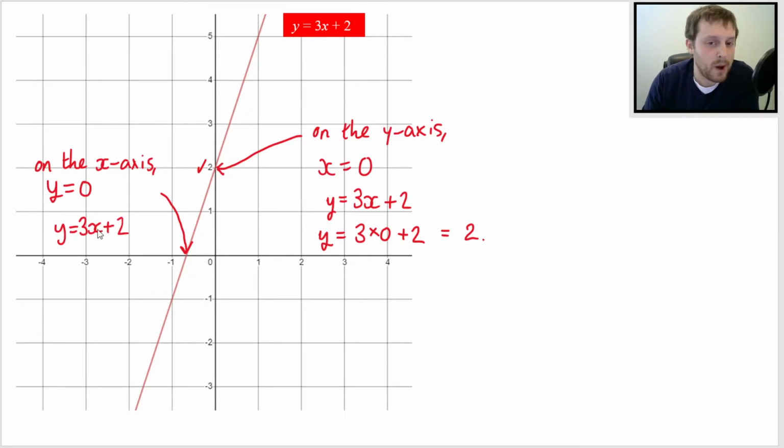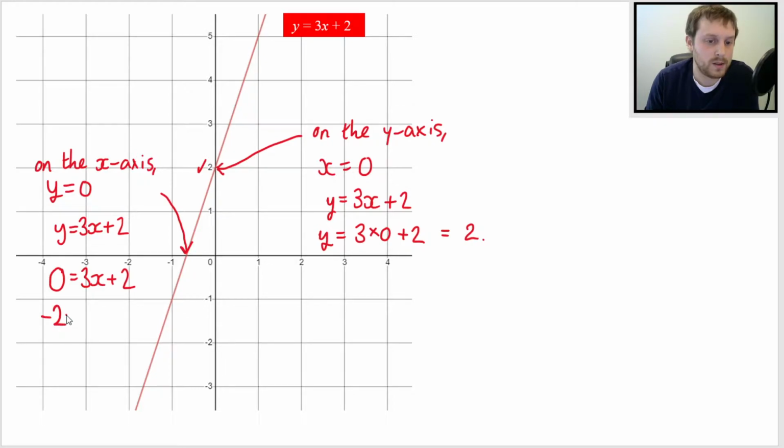But this time, I'm not making x be 0 because I'm not on the y-axis. I'm on the x-axis, which means it's y that's 0. So I write 0 equals 3x add 2. And this is now an example of a linear equation, right? We have to solve this. It's not too difficult to solve, okay?